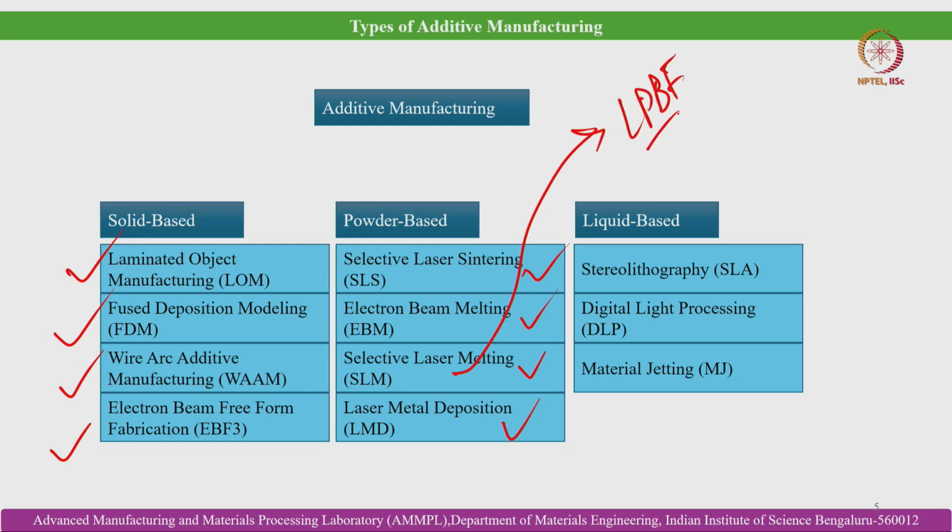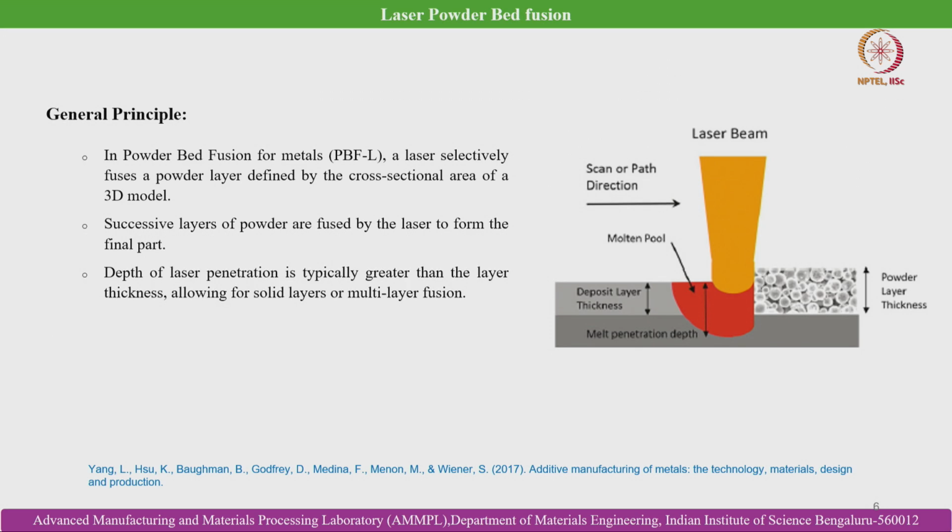Then the liquid based techniques are stereolithography, which is mostly applicable to polymers, digital light processing, that is DLP, and then material jetting. So, these are the different additive manufacturing techniques. Let us focus on the general principle.